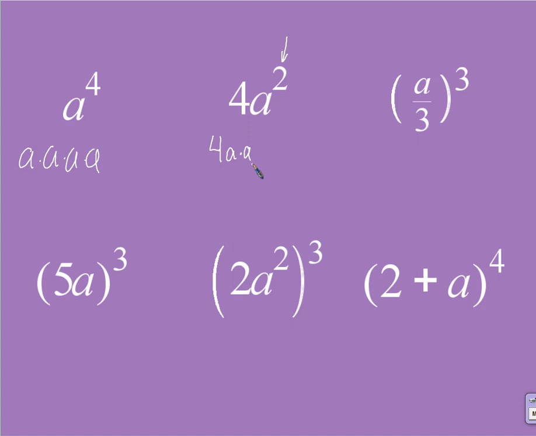So 4 times A times A. If you wrote 4 times A times A, that's great. I bet if I phrase this in a little bit of a different way, if I said substitute for A negative 3. I saw this mistake on quite a few tests. Here's the mistake that happens. 4, and you put the negative 3 there.